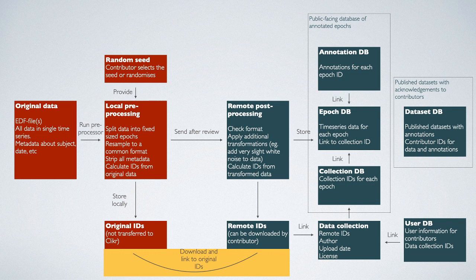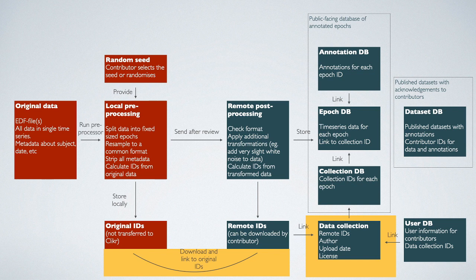The user can manually review the data before it's sent to the Clikr database. On the server, only raw data will be stored. Furthermore, we only store the data contributor, the accepted license, and the date of upload. Notably, we cannot retrieve any more information than that even if the contributor asks. Only possible links to the original data are left with the contributor themselves.